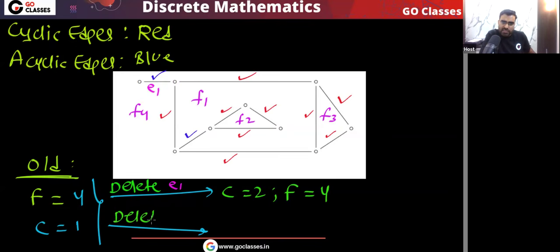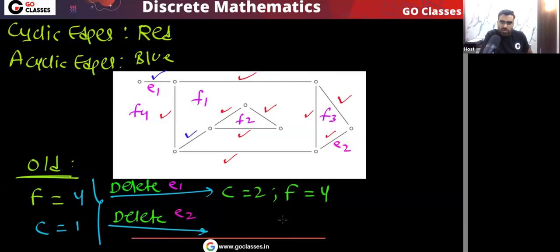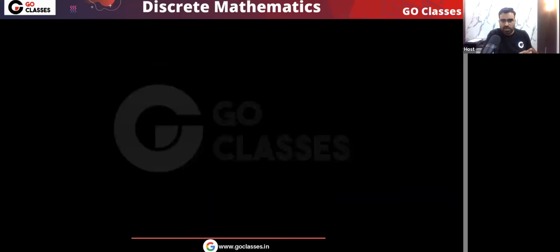Similarly, if I delete some cyclic edge, for example, let me delete this E2. So if I delete this E2, then what will happen? F3 and F4 will merge. So here you can see that the number of faces will reduce and the number of components will be the same. Okay, so that's it. I hope you understood this point. Now let's move on.